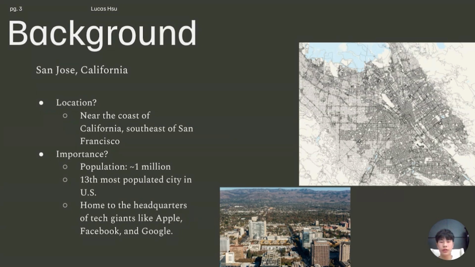Some background on San Jose. It's located on the west coast of California, a little southeast of San Francisco. It has a population of 1 million, making it the 13th most populated city in the US. Apple, Facebook, and Google all have their headquarters here, making it a pretty important city.